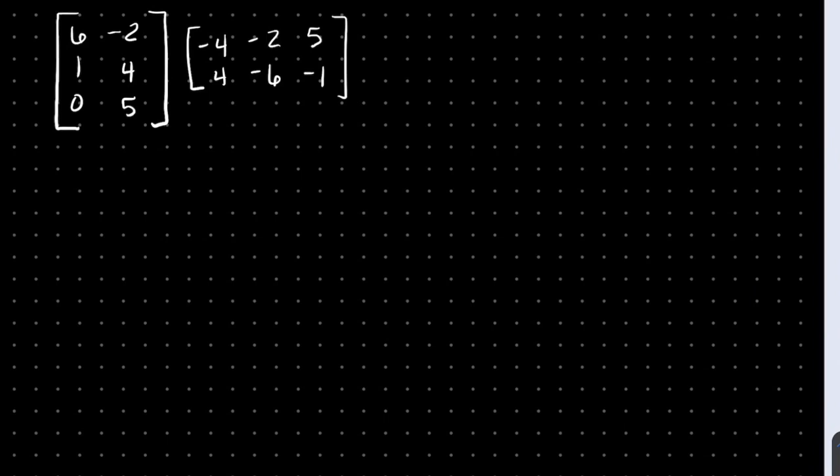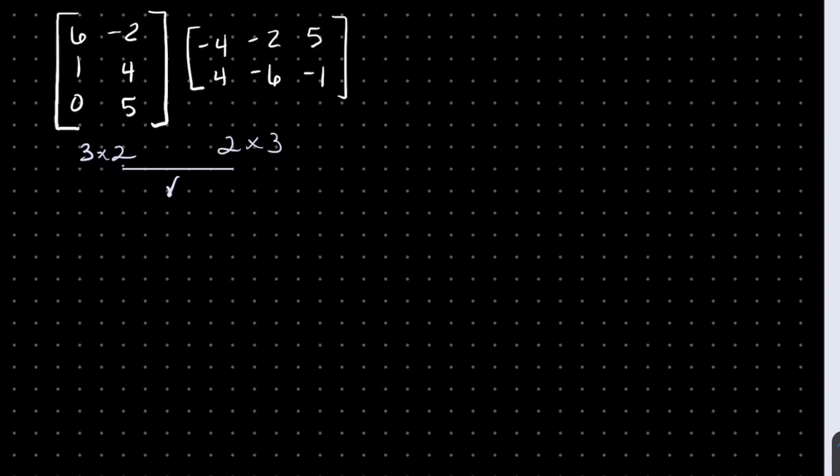So the first thing you do when you're multiplying matrices is you need to check and see if you can even multiply them, right? So we need to look at the dimensions. And remember the dimensions of a matrix, you look at the rows by columns. So this is a 3 by 2, and this is going to be a 2 by 3. And then you want to check and make sure the columns of the first one and the rows of the second match, and they do.